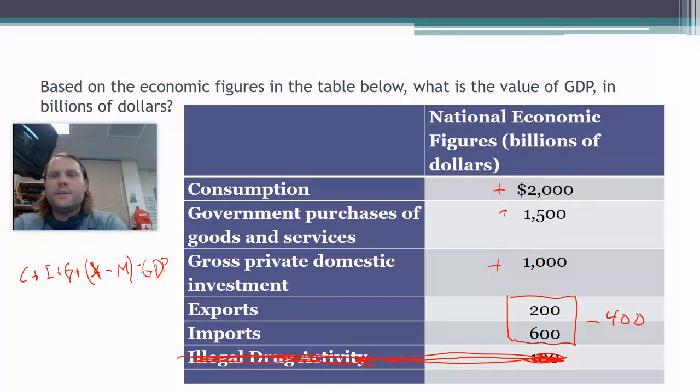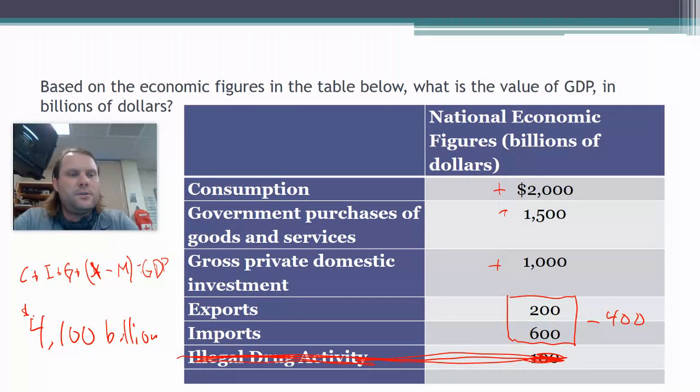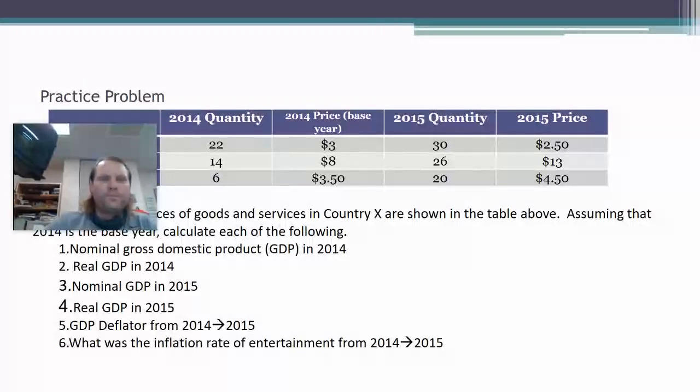You put all those things together: 2,000 plus 1,500 plus 1,000. That's 4,500 minus 400. Your final answer should be 4,100 billion dollars. Very common multiple choice question, one that's super easy as long as you keep the information straight that you need to know.